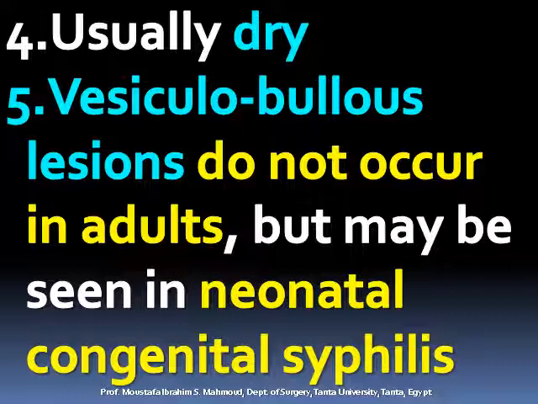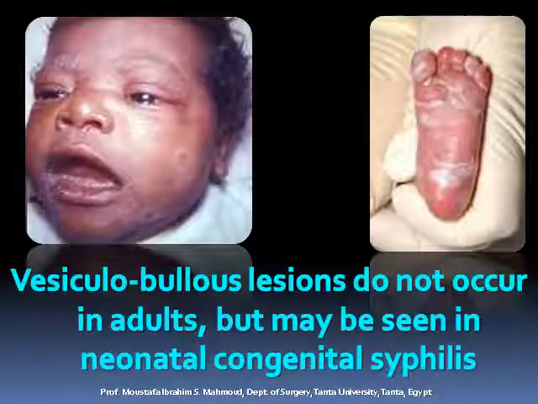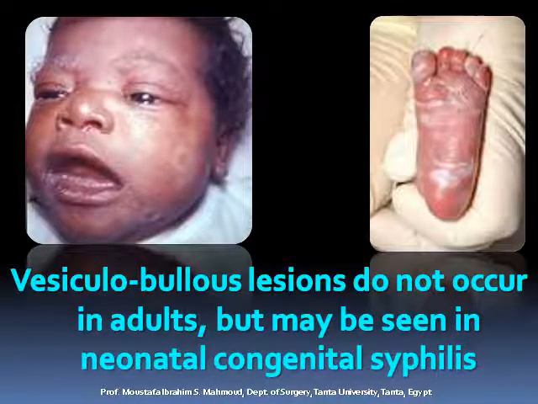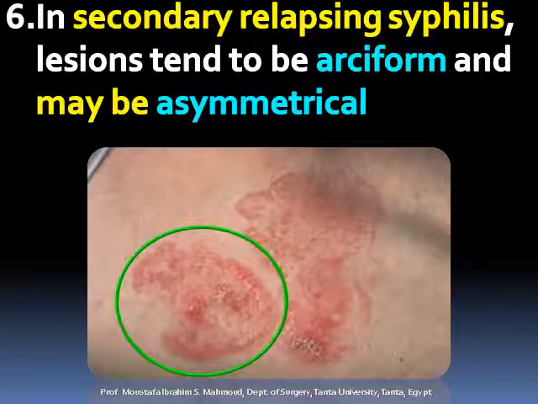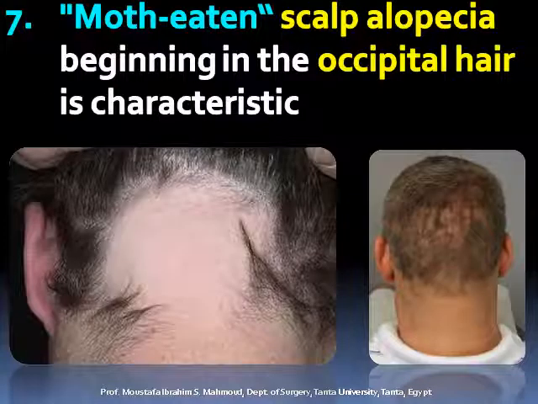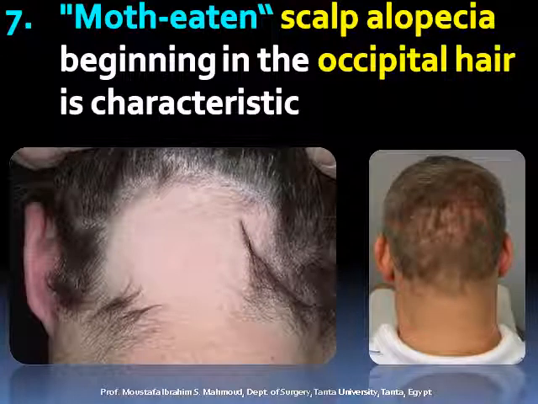Vesiculobullous lesions don't occur in adults, but may be seen in neonatal congenital syphilis. The lesions in a baby with congenital syphilis. In secondary relapsing syphilis, lesions tend to be arciform and may be asymmetrical. Moth-eaten scalp alopecia beginning in the occipital hair is characteristic.